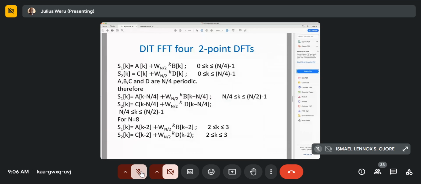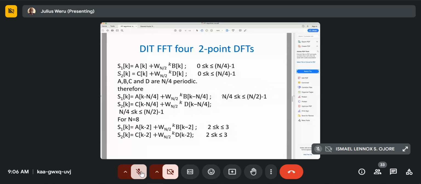We're using the same thing. We are seeing from 0 to n over 4 minus 1. Now we have divided this n over 4 minus 1. You are going to use this formula here, and therefore, since these are periodic, we are saying S1 of k for k, A of k minus n over 4.